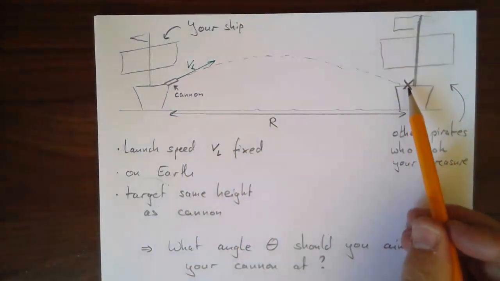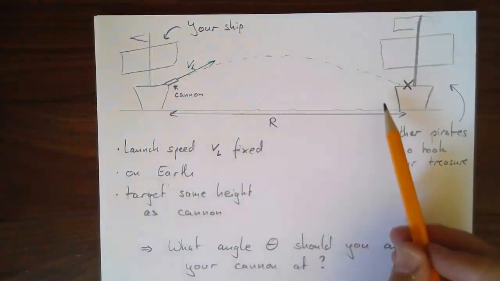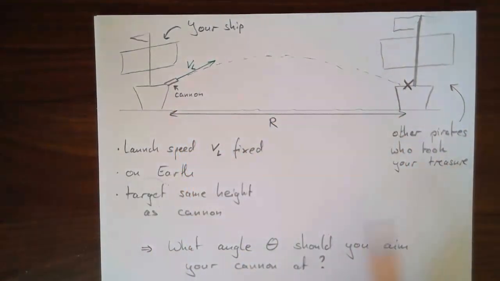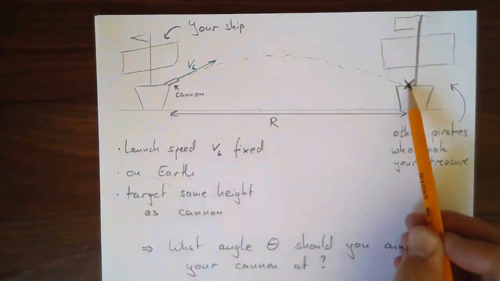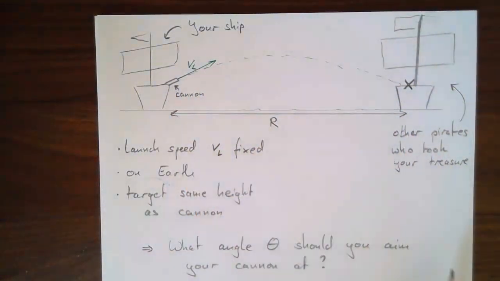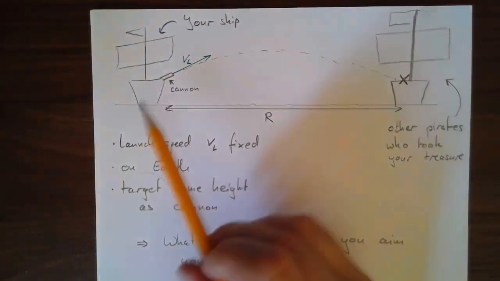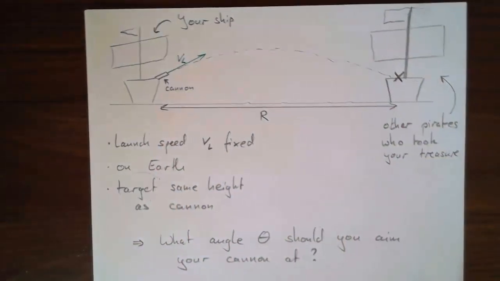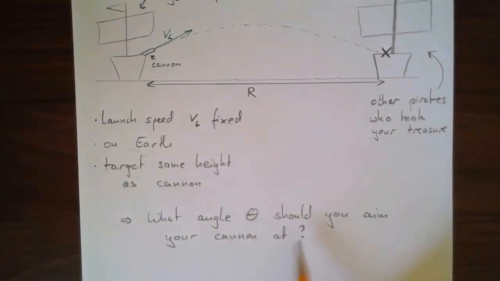So the target on the ship is a distance R from where my cannon is to here. And I'm going to make the assumption that our ships are the same height, or at least the target is the same height as my cannon. And I'm going to assume this is on Earth. Yes, space pirates are fun, but these are not space pirates, these are normal sea pirates. Alright, so what angle should we aim our cannon at? That is the question.